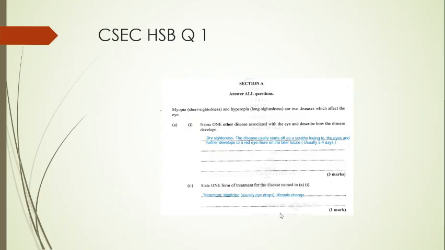The statement says myopia, short sightedness, and hyperopia, long sightedness, are two diseases which affect the eye. Name one other disease associated with the eye and describe how it develops. Dry sightedness, and this is due to bad weather conditions. It usually develops as a scratchy feeling in the eyes, and later develops into a red eye, usually within 3 to 4 days.